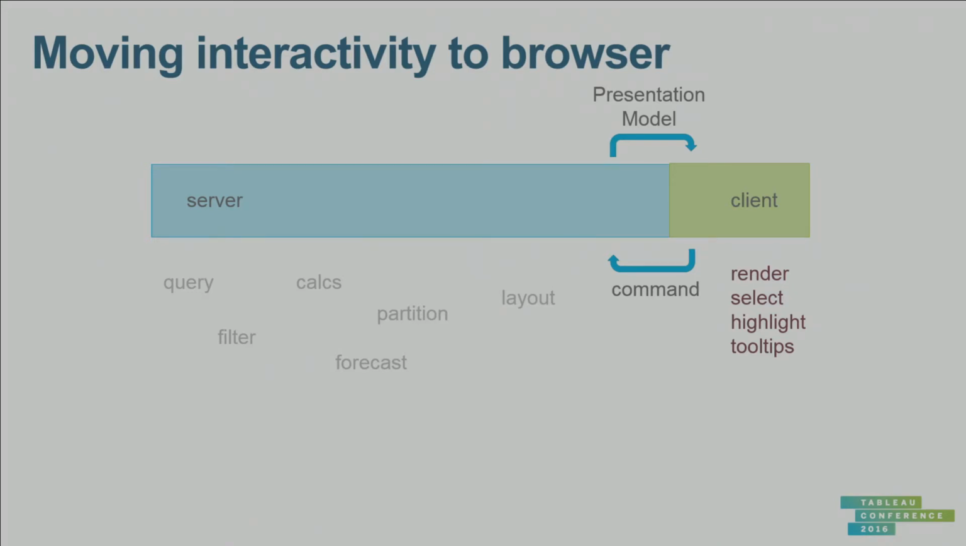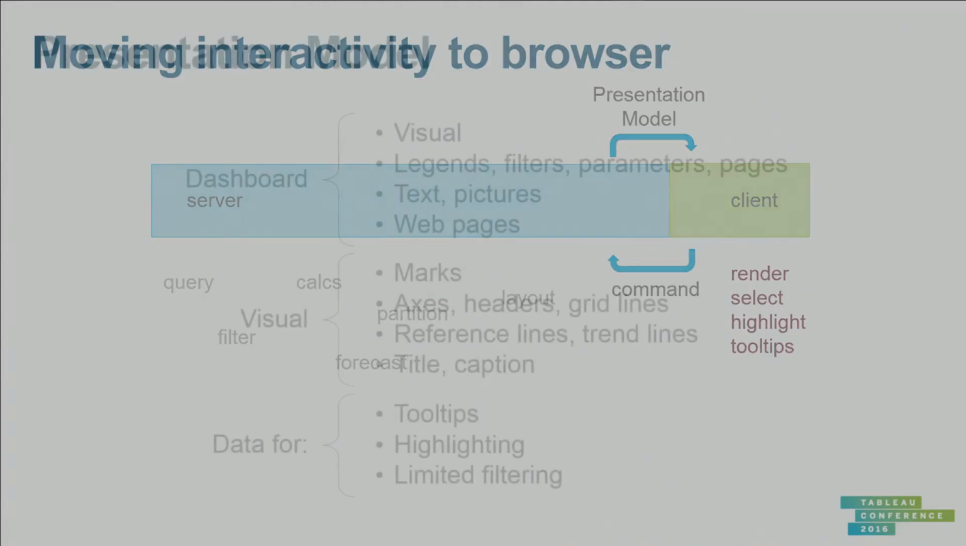What we did was we were working on pushing that line between the server and client back, so that before we do the rendering and selection and highlighting and tooltips and all that, we create what we call a presentation model, which is basically enough information that the browser client can now do that work itself locally. It doesn't need the server involved anymore to do those last parts of the pipeline. So now we get a lot more responsiveness.